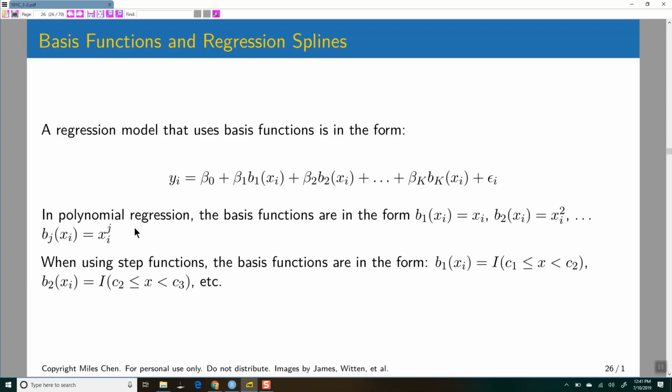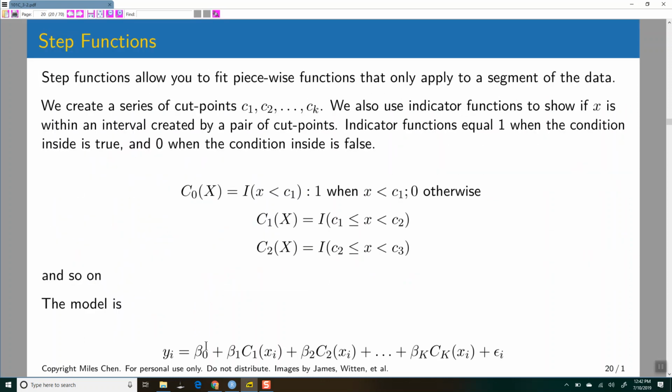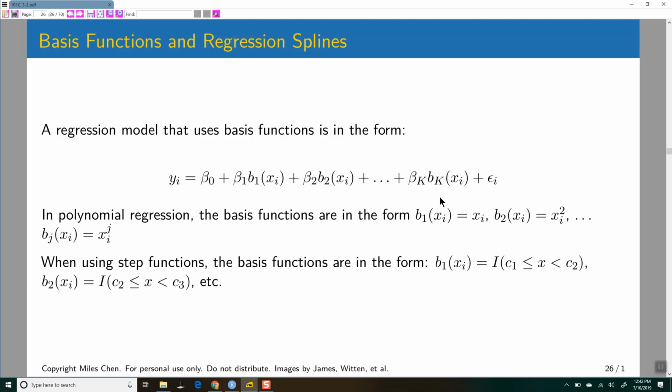And then for the step functions, the basis functions were basically the indicator function for this interval and the indicator function for this interval, because it's still in this form, right? Beta 0 plus beta 1 times some function, beta 2 times some function. So this is a more generalized form of linear regression, except here we've got not just the variable x, but some function applied to x.